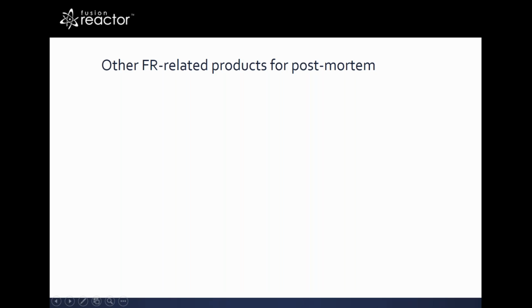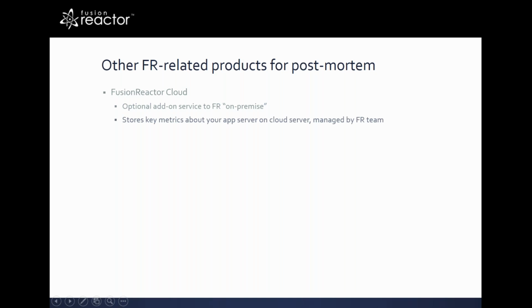So I mentioned other products that are related to FusionReactor, and I've alluded to elements that now will make sense about both of them. So first, there's FusionReactor Cloud. It's an add-on service for your current FusionReactor, which would technically be called an on-premise version of FusionReactor. So with FusionReactor Cloud, you implement the on-premise one, and you get this cloud service, and it's like what I just described about that New Relic infrastructure.